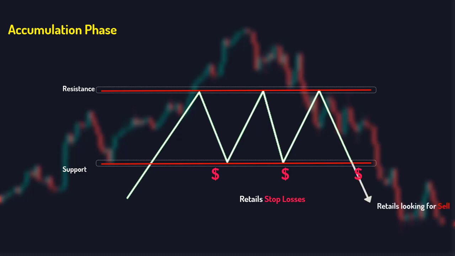Also, it includes the sell stop of the retail traders who are looking to sell if price breaks through the support level to the downside, as they believe that if price breaks the support level, then it will start the markdown phase.